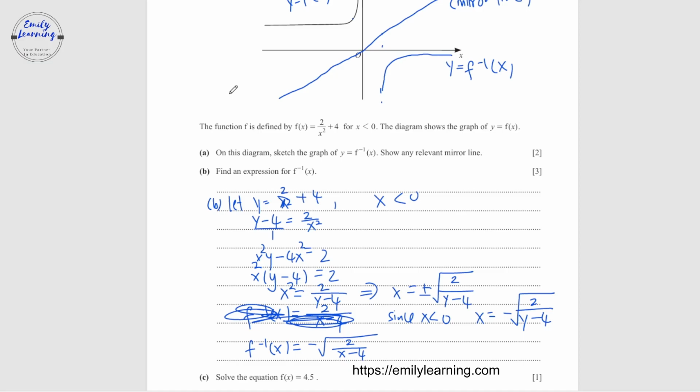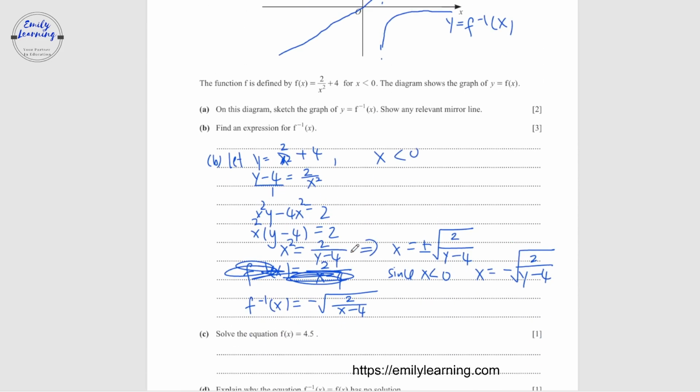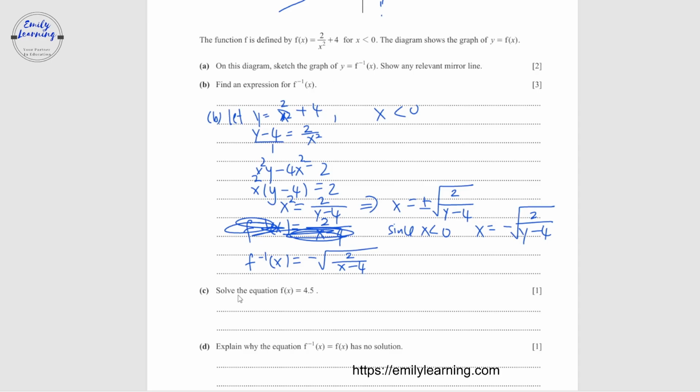Once that we have done this, let's solve the equation fx equals to 4.5. So fx equals to 4.5, that means 2 over x squared plus 4 is equals to 4.5. So in other words, 2 over x squared is equals to 0.5. So 0.5 x squared is equals to 2. x squared is equals to 2 over 0.5, which is 4. Therefore, x is equals to plus minus 2. But remember, x is lesser than 0. Since x is lesser than 0, therefore x is equals to minus 2.